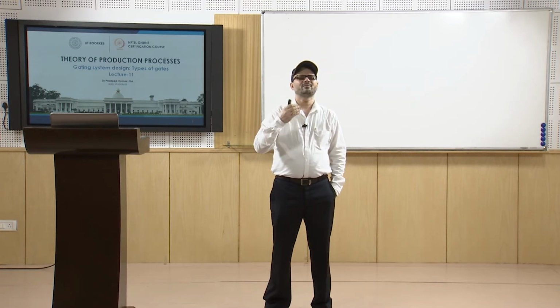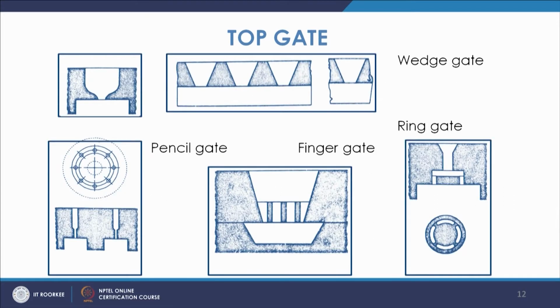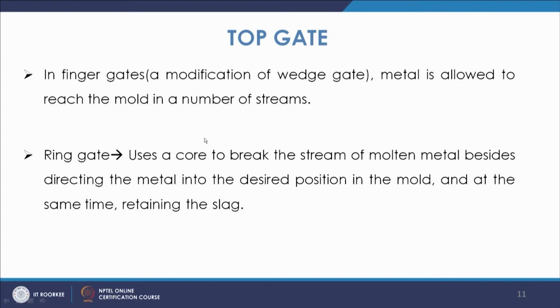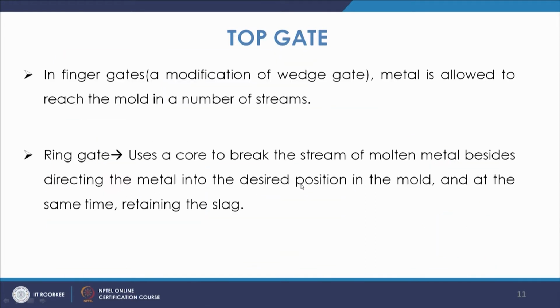Now, you have the finger gates, which is a modification of the wedge gate. The metal is allowed to reach the mold in a number of streams. So, we can see here this is the finger gate, this is the finger gate. This is a modification of the wedge gate, and metal is allowed to reach the mold in a number of streams. This is a wedge gate itself, but then you have put in different streams. That is known as a finger gate.